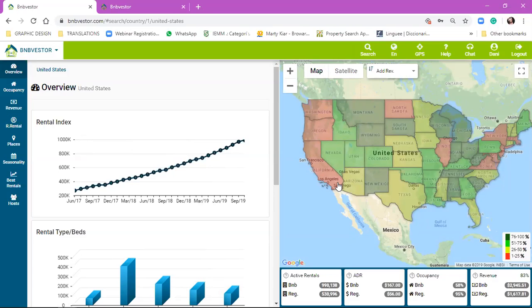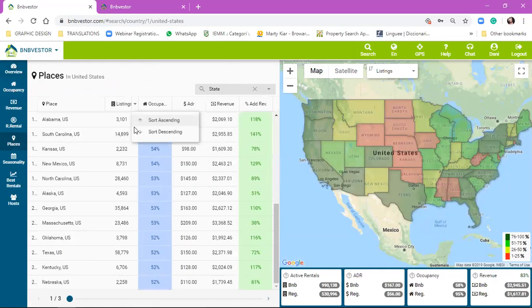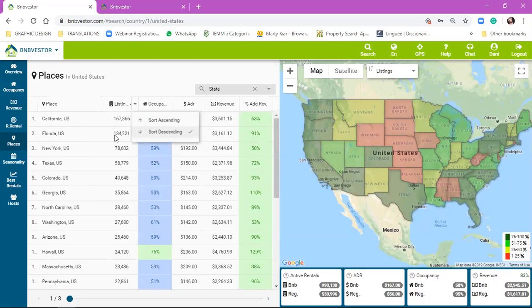Because you can have, for example, a low average daily rate but a stable occupancy rate. Let's say that there are 2 seasons in the state that we're going to analyze. You're going to have a very reasonable additional revenue. Now I'm going to go back into the listings, and go really quick into our places icon. In our places icon, we're going to sort descending and see the actual states that are top ranking with the highest Airbnb listings.